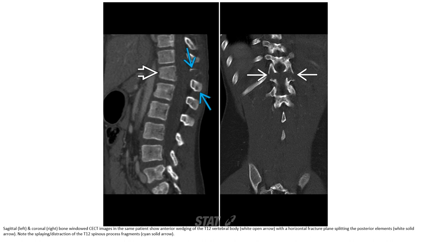This is a contrast CT image in the same patient, showing the T12 vertebral body with a horizontal fracture splitting the posterior element, and displaying destruction of the T12 spinous process ligament.